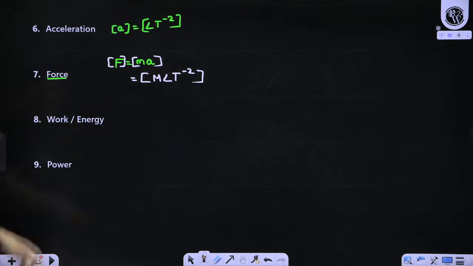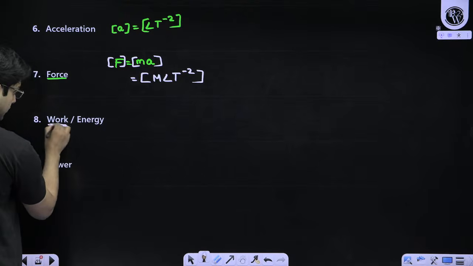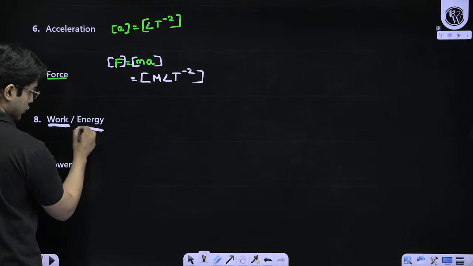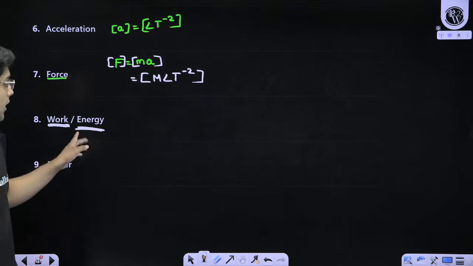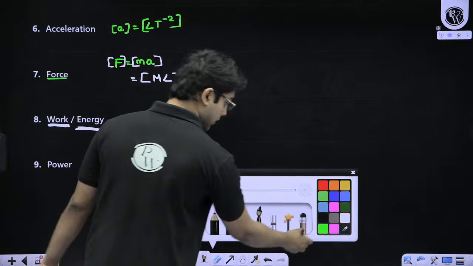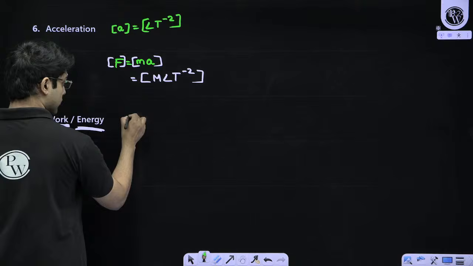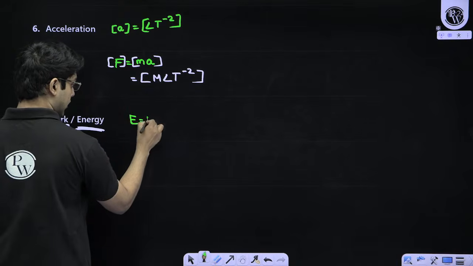Okay. Similarly for work, this quantity we will cover later. Just for now, remember that work and energy have the same dimension. And for energy, you can use any formula where energy exists. So you can use the kinetic energy formula, which was half mv square.